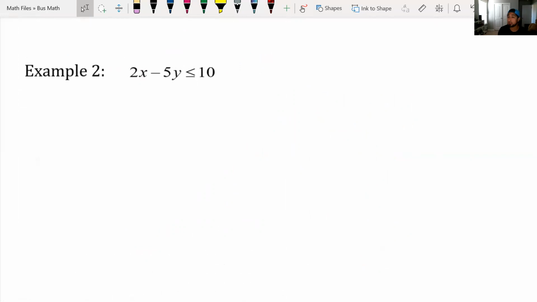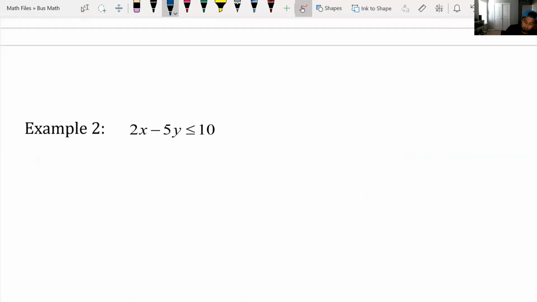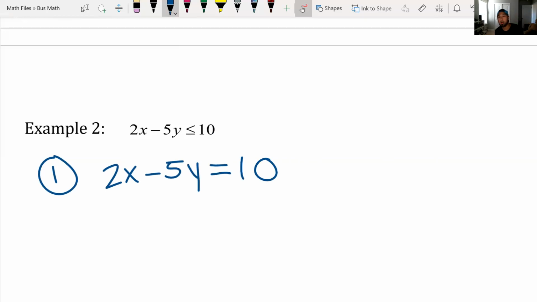Example 2. 2x minus 5y is less than or equal to 10. Okay, so step 1, rewrite it as 2x minus 5y equal to 10. All right, now we have two options here. I can rearrange this into y equals mx plus b, or I can solve for the x and y-intercepts. Since I showed the method of using y equals mx plus b on the one above it, I'm going to show this by using x and y-intercepts now. So let's go with that method, because it could prove to be faster for you.